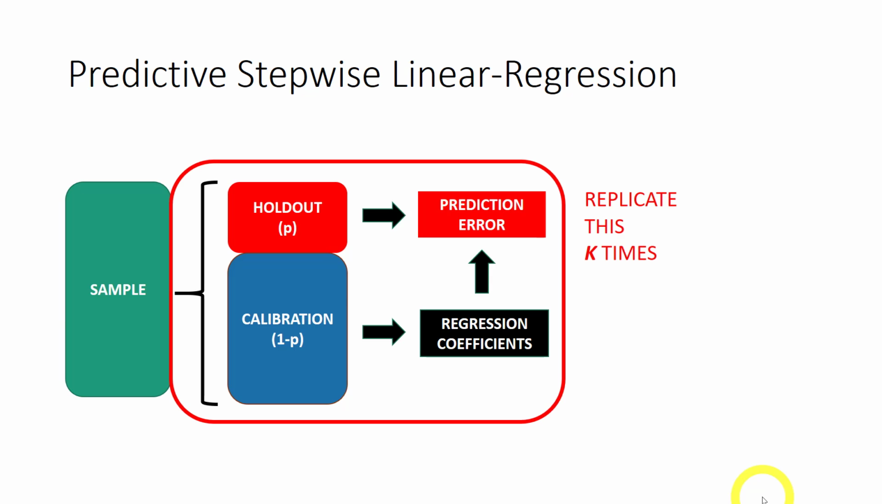Now, to improve the performance of this predictor selection process, we replicate this process k times. Instead of doing this only once, we draw, let's say, k equal to 10.